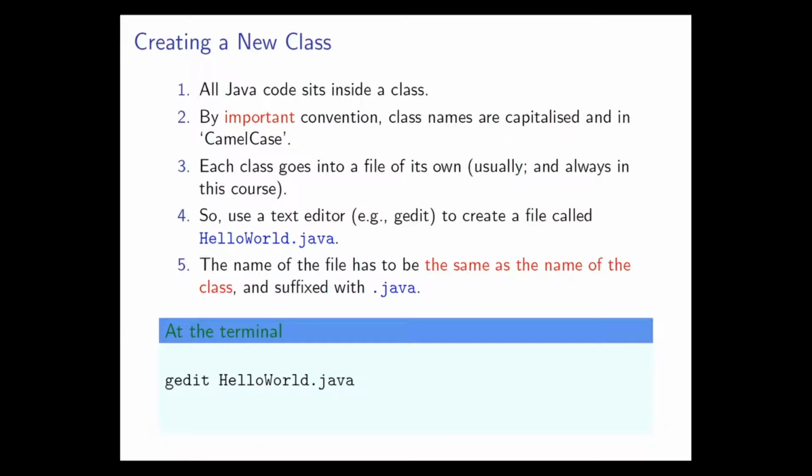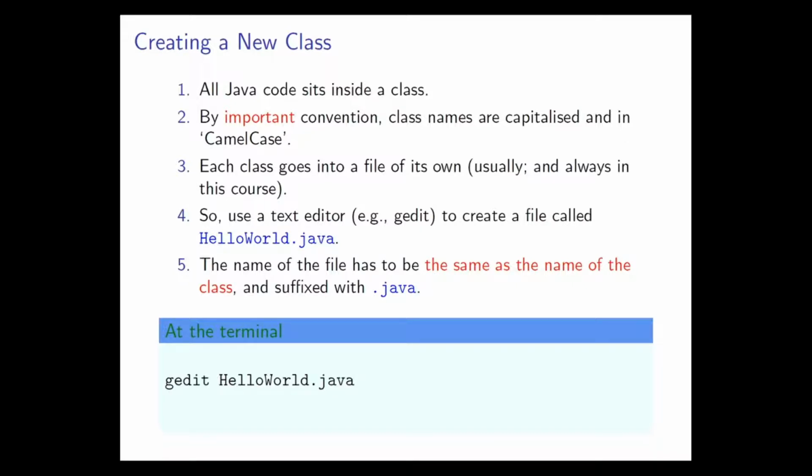So here's the first convention. Class names are capitalized and they're in what's called camel case. You can see that because the capitals that come in the middle of the words look a bit like the humps of a camel. That's how to think about that.